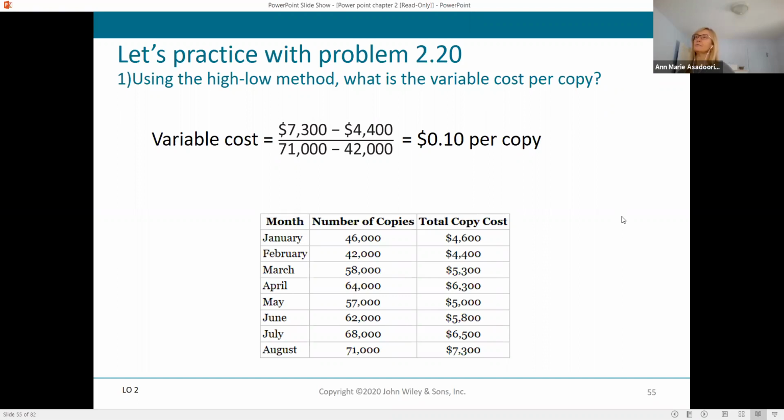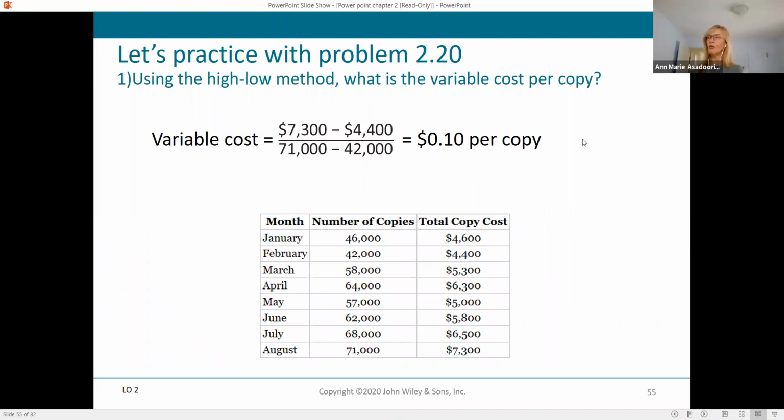All right, Adam, what would you do next? For the second one, for finding the fixed cost. Yep. You'd multiply the 10 cents per copy by either the 71,000 copies or the 42,000, and then you'd subtract that answer from the total copy cost.